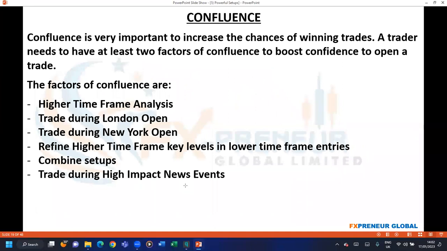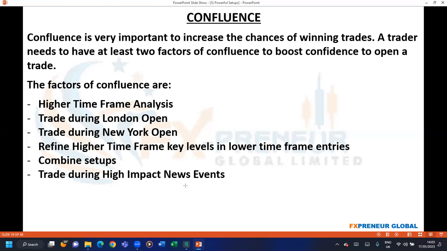Confluence is very important to increase the chances of winning trades. A trader needs to have at least 2 factors of confluence to boost confidence to open a trade. Now, when trading, you have to consider a lot of things. A lot of factors have to be put into consideration. One, two, or three factors or setups have to come in handy or appear at the same time for you to confirm a particular entry in any direction.